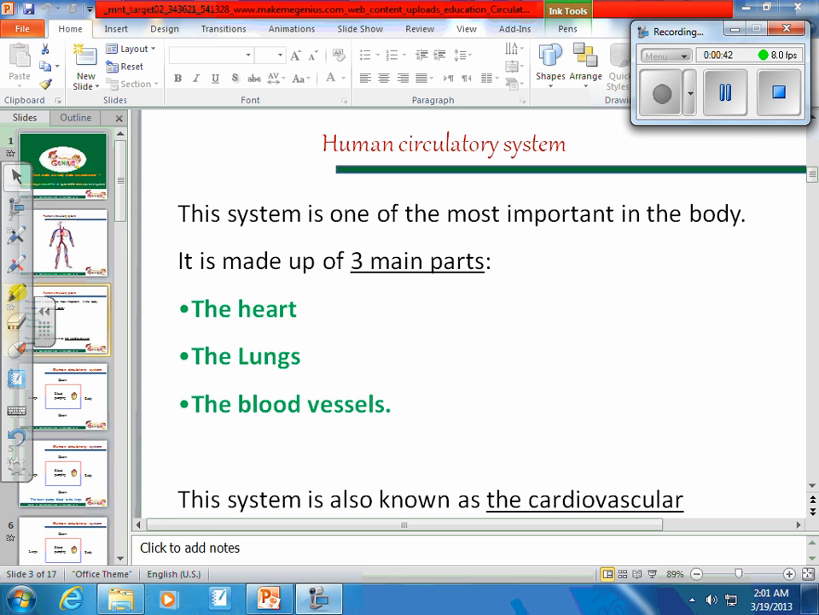The heart acts like a motor. What is the function of a motor? To pump the water. Excellent. This is the function of a motor. What is the function of the heart? Pump the blood. To where? To all over the body.